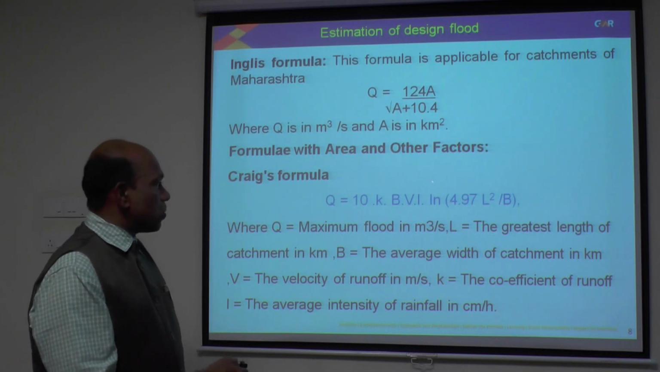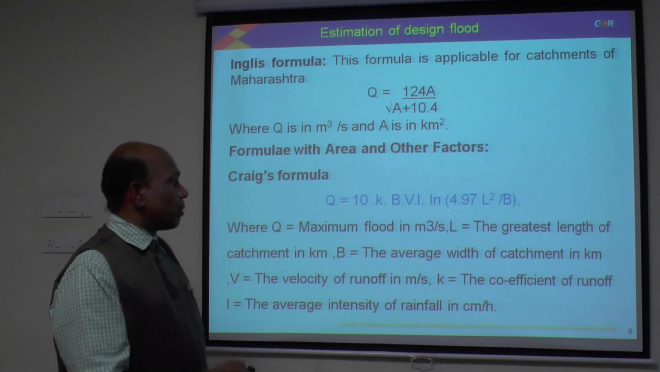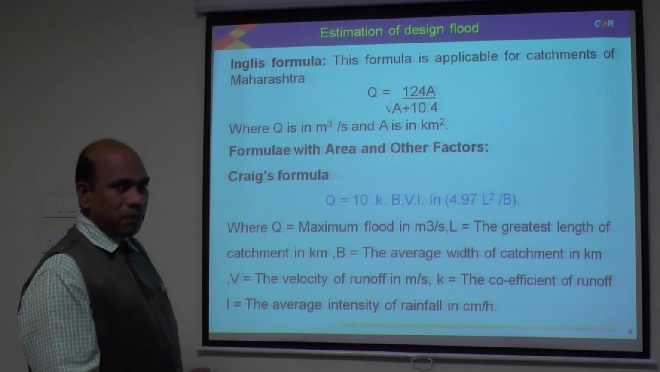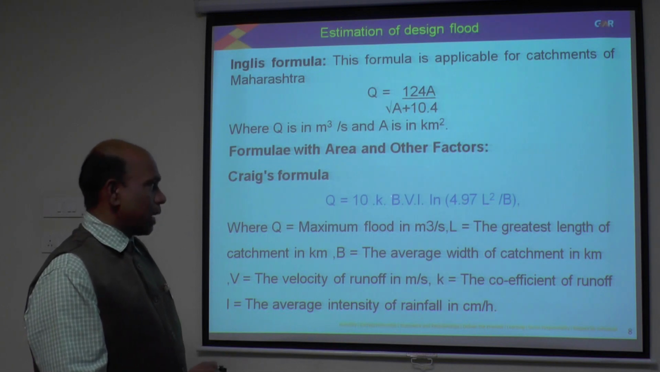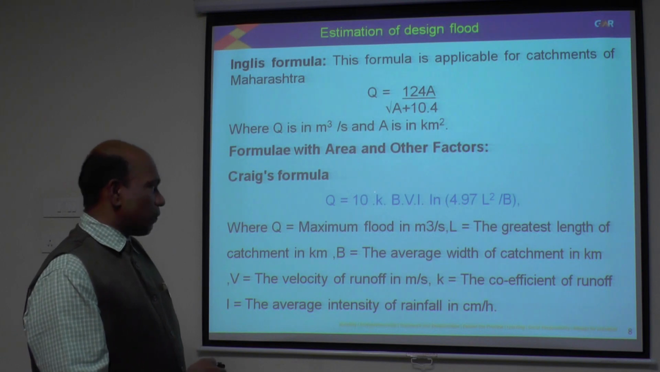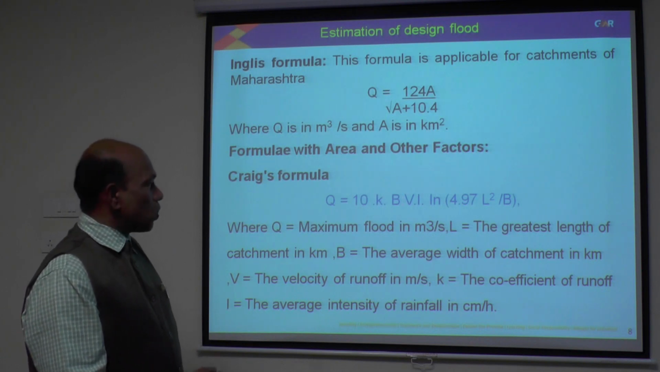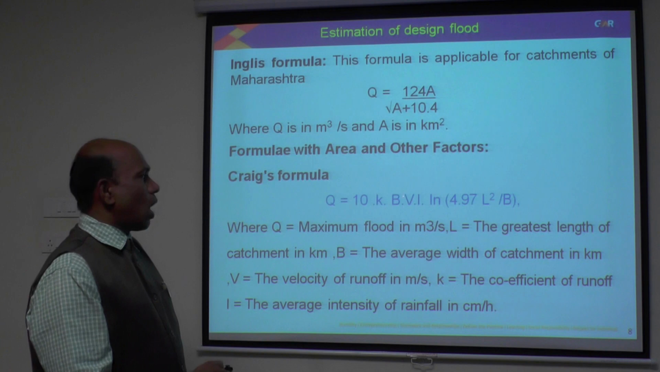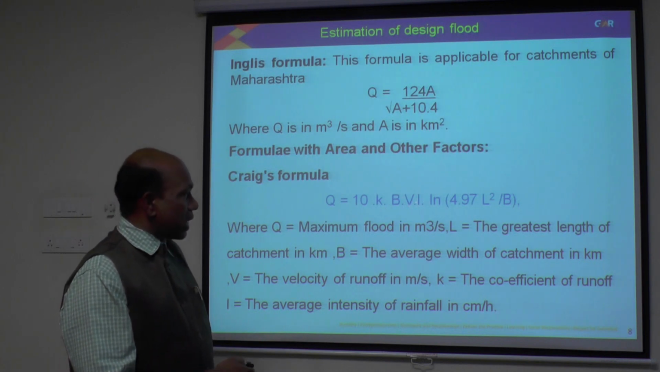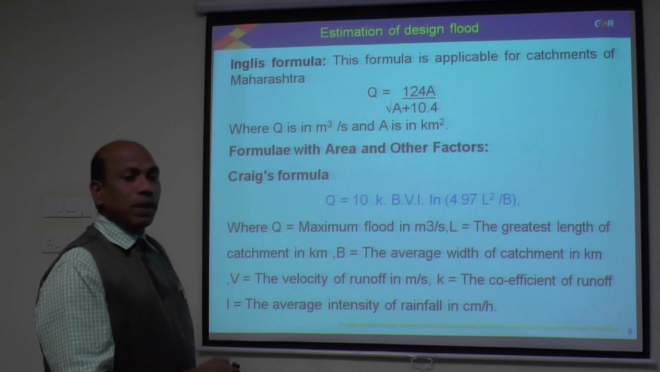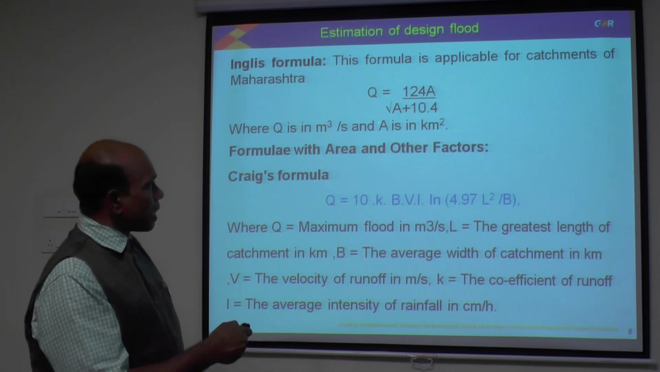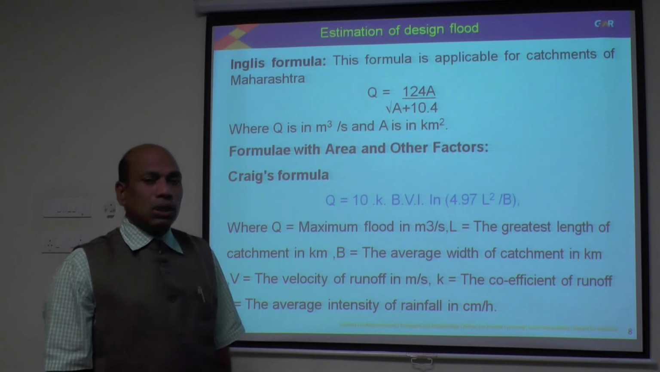Here they have introduced some other parameters apart from the area. B indicates the width of that catchment, so B is related to the catchment area. K is the runoff coefficient considered here, V is the velocity of flow on a particular catchment, and I is the intensity of rainfall. This direct parameter is introduced here because this formula gives more accurate values compared with the earlier three formulas.